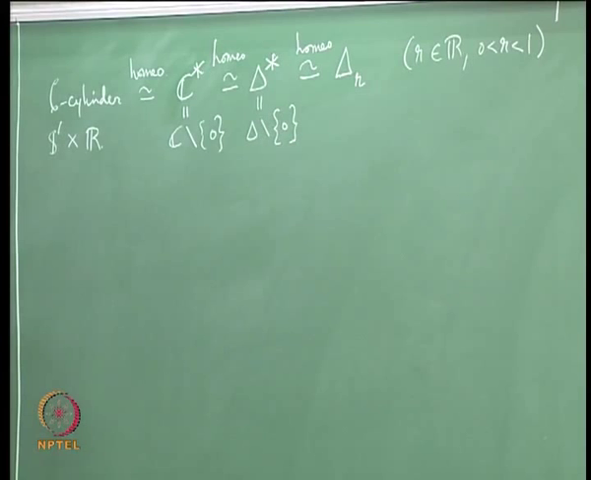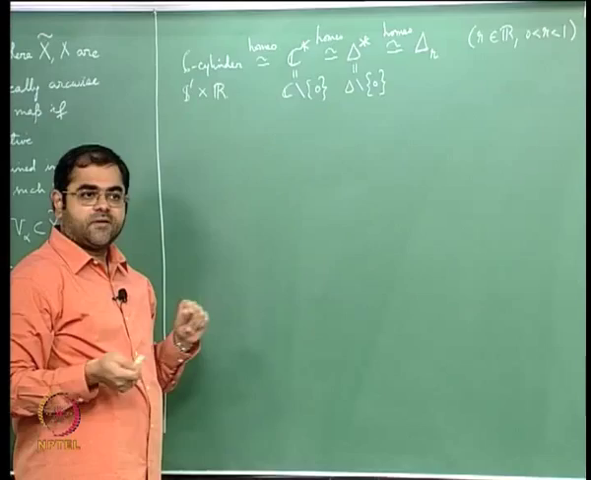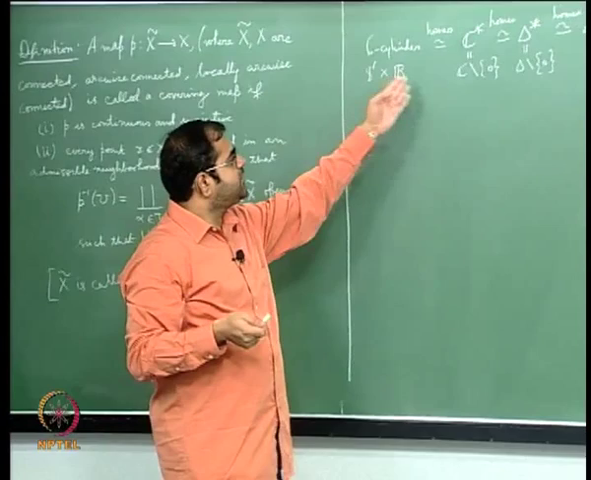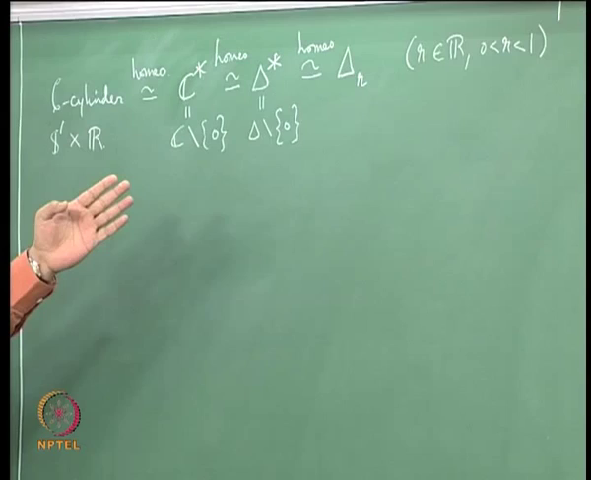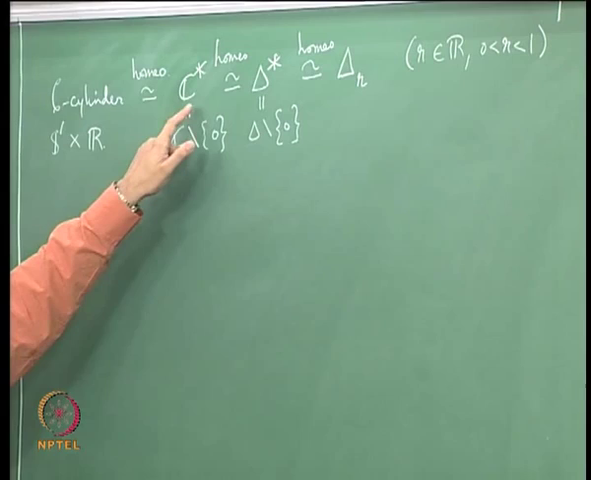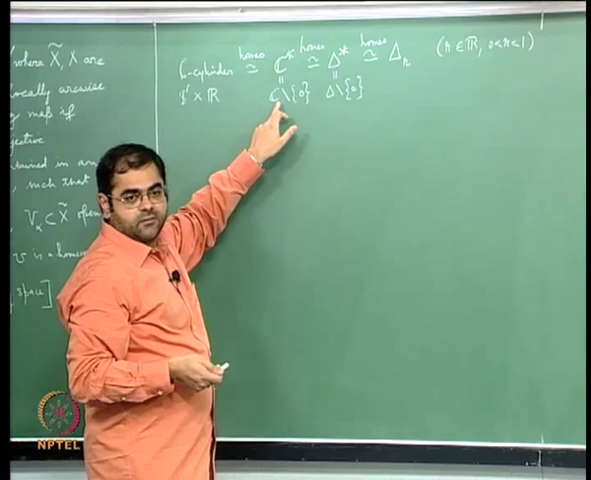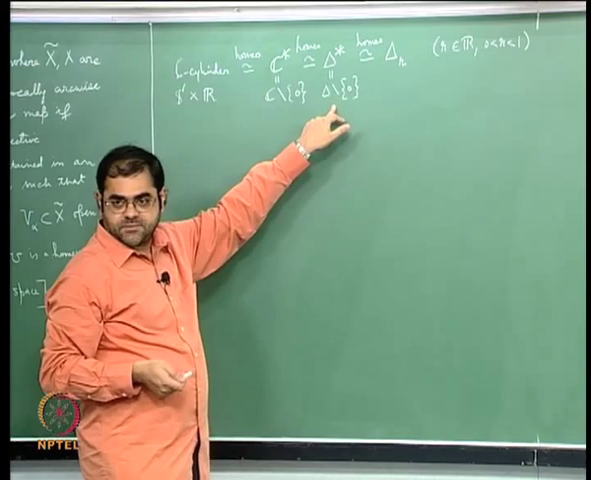But I was explaining a theorem yesterday which said that you can get different Riemann surface structures on the same space, if you call all these spaces just one space up to homeomorphism. All of them give you different Riemann surface structures, namely C star is a Riemann surface structure, which is the natural Riemann surface structure that you get as an open subset of the complex plane. Similarly delta star also is an open subset of the complex plane, and also delta R, okay.